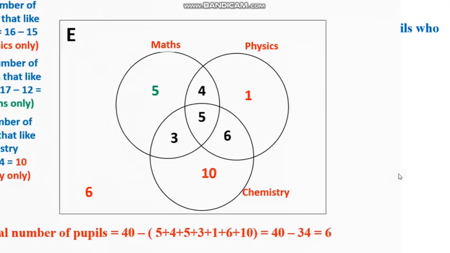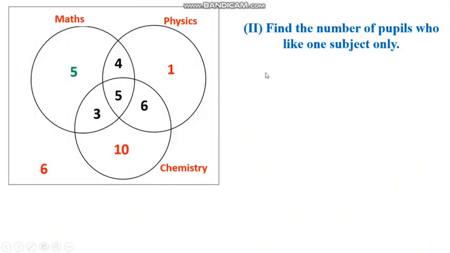So let us now move on to our question Roman numeral 2. So here is our question Roman numeral 2, which is A. Find the number of pupils who like one subject only. So we need to find the number of pupils who like one subject only. So one subject only, it's here. We have a 1. You can see here we have a 1. Meaning in physics only, 1 liked physics only. In maths only, 5 liked maths only. In chemistry only, 10 liked chemistry only. So we are going to add 1 plus 5 plus 10.